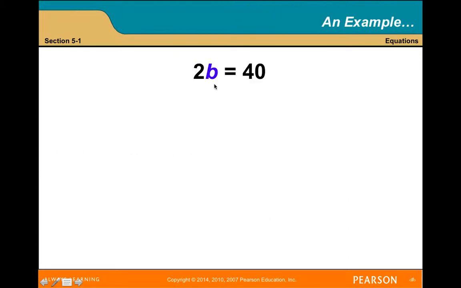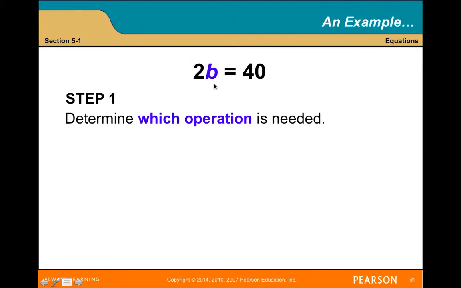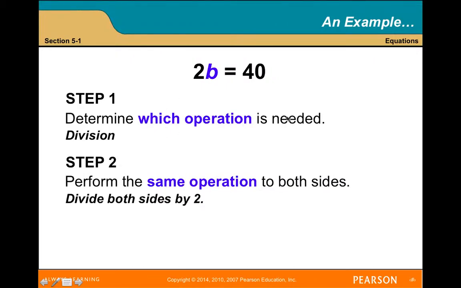Another example is 2b equals 40. Determine which operation is needed, division. The second step is to perform the same operation on both sides, so divide both sides by 2. So then what this means is that you would divide this by 2, and then divide this by 2. So then what this does is it cancels out these two, and then if you split 40 in half, you get 20. So then what does b equal? b equals 20. Okay, that's it.